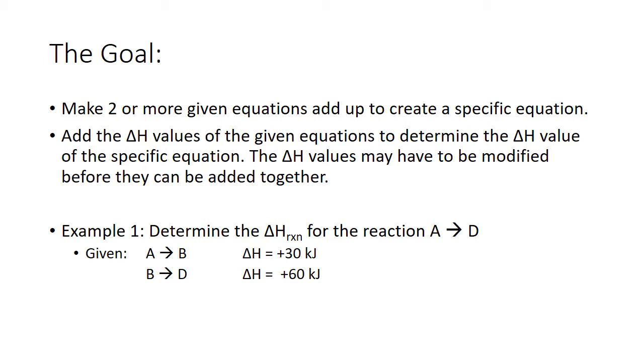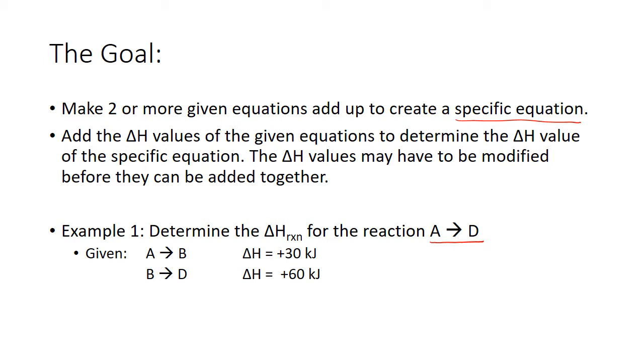In example 1 here, we want to find the delta H of reaction for the reaction of A to D. So that's the specific one we're looking for. Here are the given equations. A turns into B with a delta H of plus 30, so that's endothermic, as a little review, it takes in heat. And then we have B to D with a delta H of plus 60.